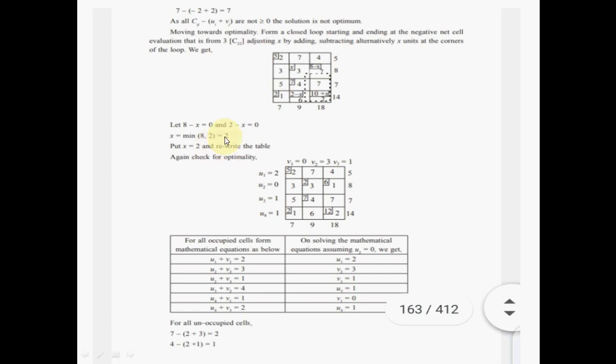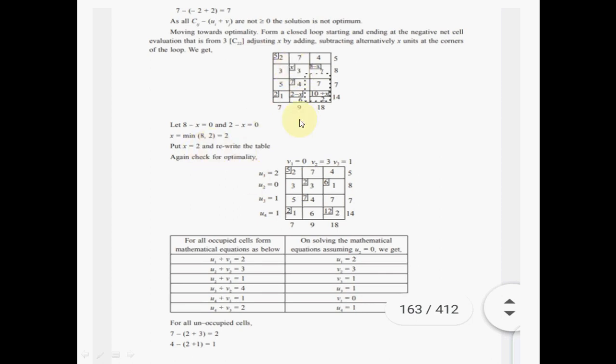So you have to substitute the value of x, that is 2. You are going to modify the distributions or modify the allocations, hence it is MODI, the modified distribution method. Now you are rewriting the same table. Where you wrote x, just replace it. x is equal to 2.